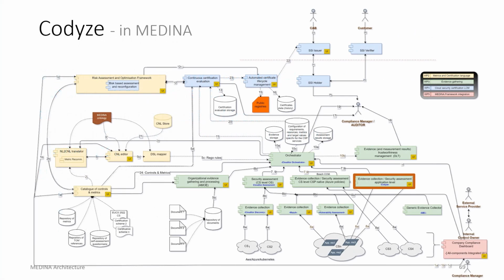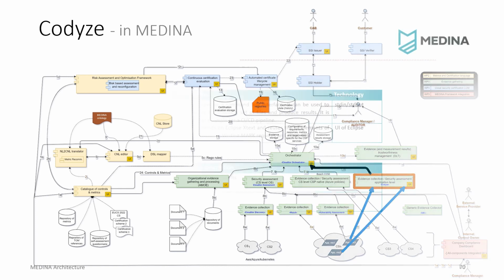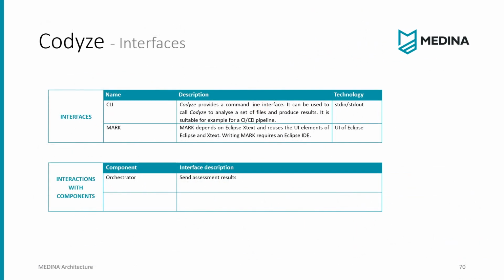This diagram shows Codyze fitting in MEDINA. The input data is the source code of the applications to be examined. The output are the subsequent assessment results that are sent to the orchestrator. These tables summarize the interface's information of the component.